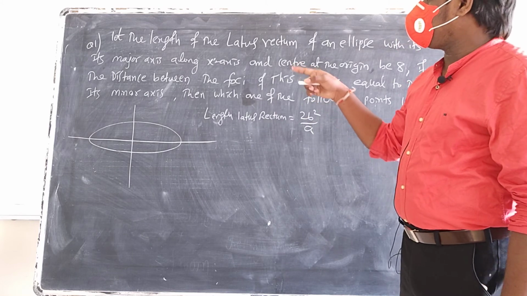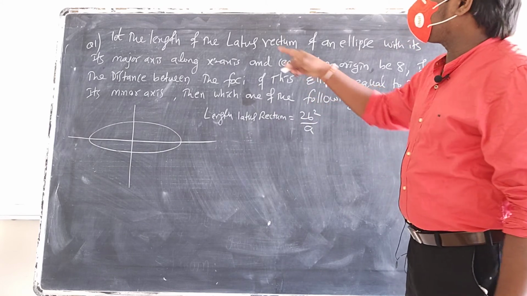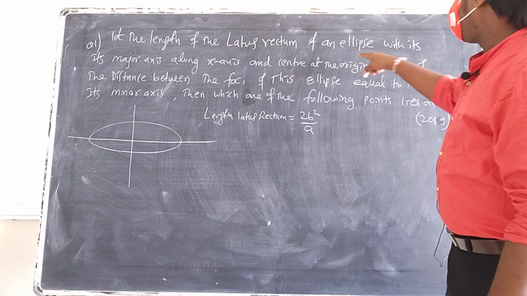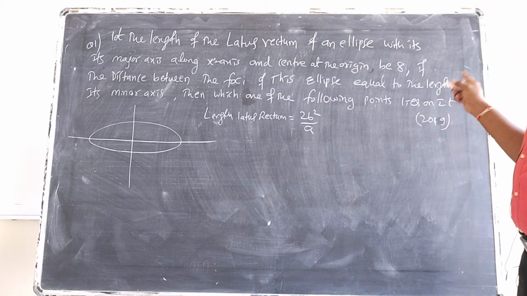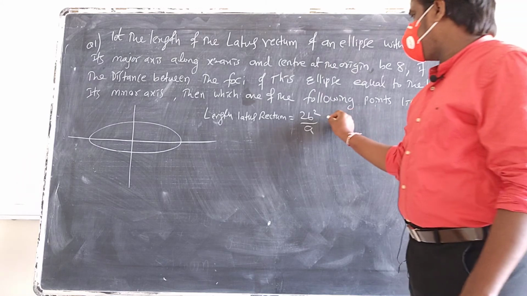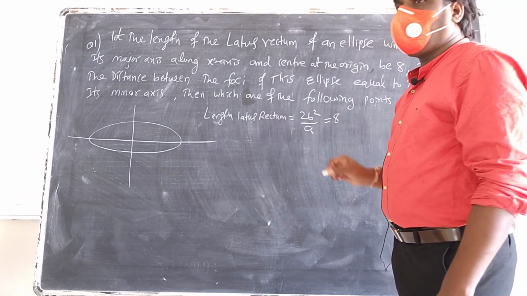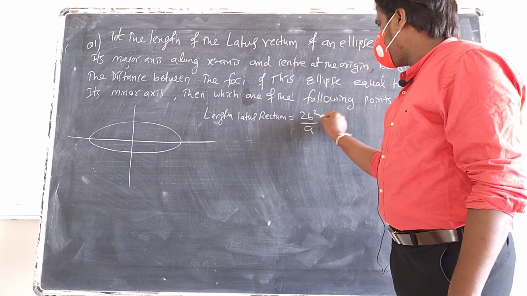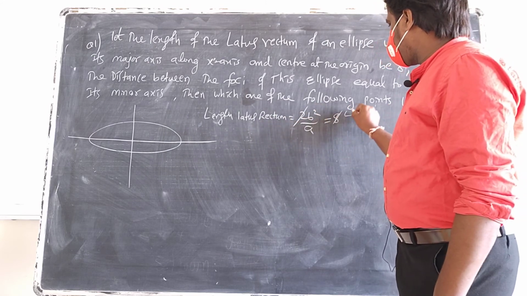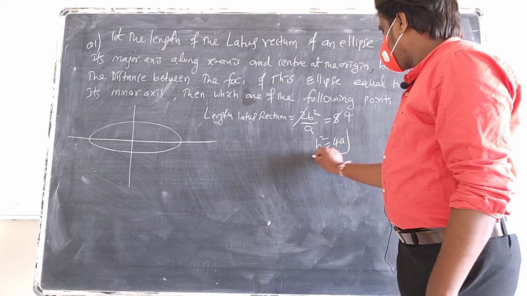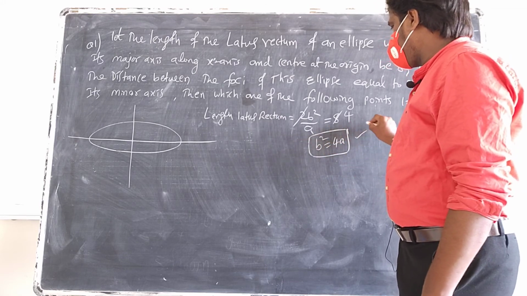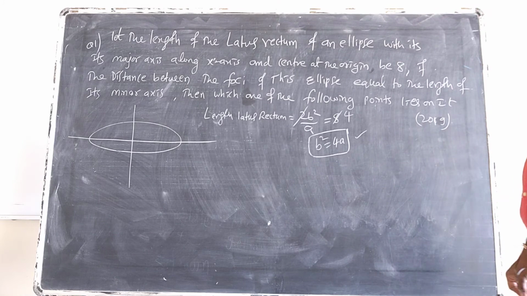And how much is this value they have given? 8. The length of the latus rectum of an ellipse with its major axis along the x-axis and center at the origin is 8, which means this is given 8. This is given 8 means 2b square by a equals 8. If I cancel, 2 ones are 2, 2 fours are 8, so b square is equal to 4a. I got b square equal to 4a.